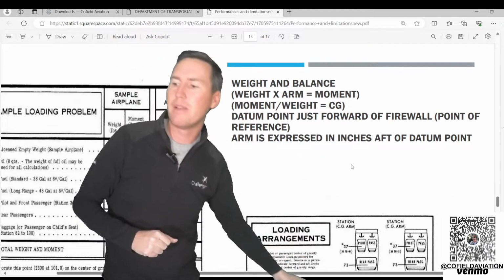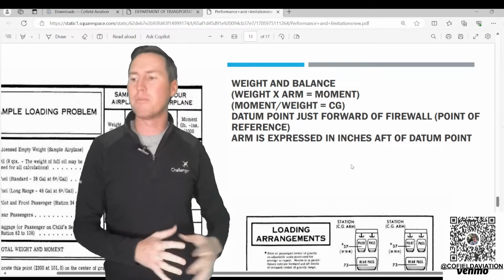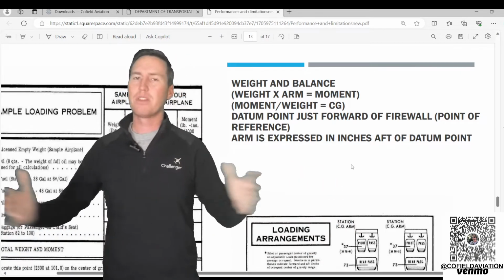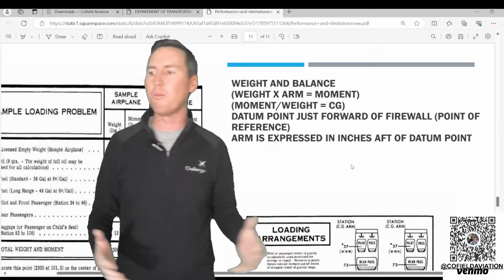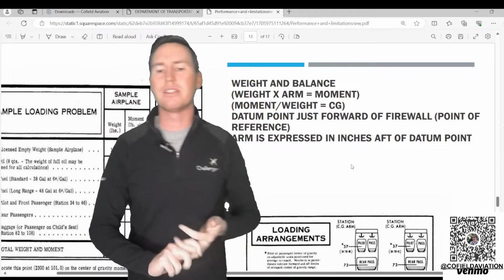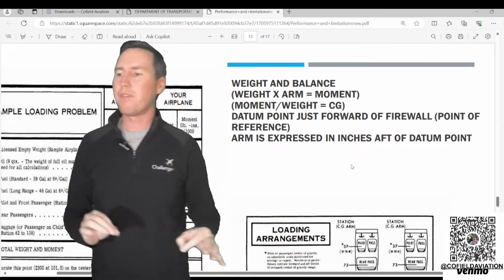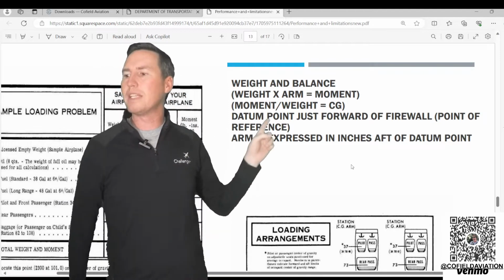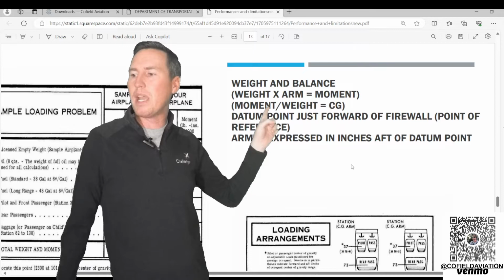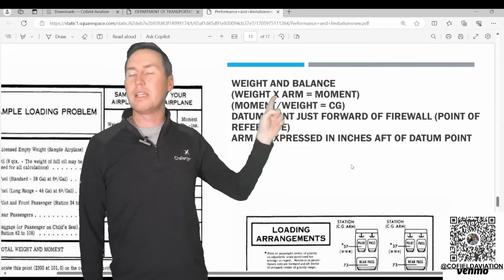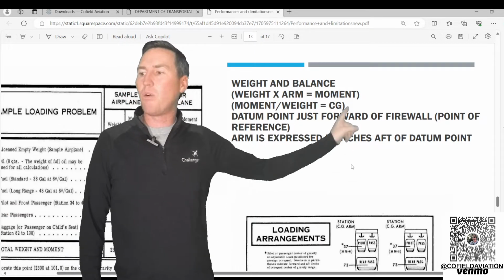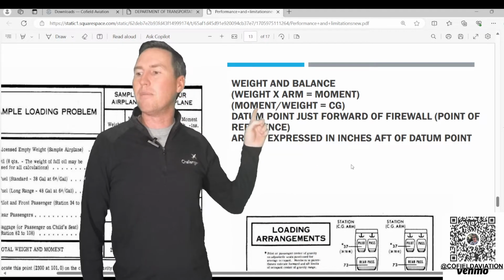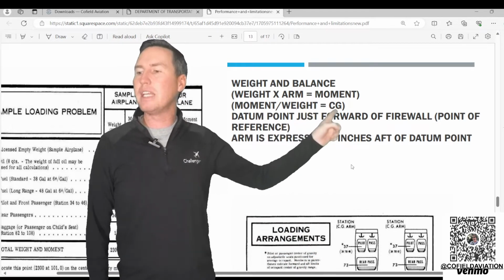So the further we get aft of the datum point, the more force we are applying, and the more it will affect our center of gravity. That's our whole point of doing a weight and balance, is to determine where we fall in the center of gravity envelope, okay? So weight times arm equals moment. Again, weight is weight. Arm is measured in inches past the datum point. Moment is just the force, okay? So weight times arm equals moment. Moment divided by the weight will then equal our CG.